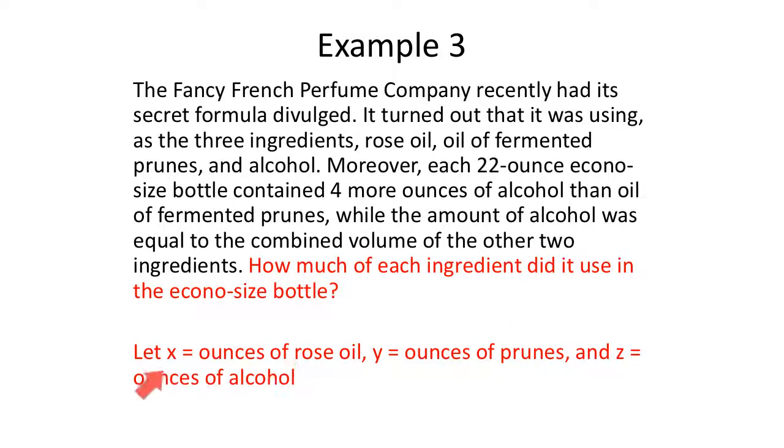Let's let X be the number of ounces of rose oil, Y be the number of ounces of oil of fermented prunes, and Z be the number of ounces of alcohol. Now we'll go back and see what we can get from the rest of the problem to help us out with these X, Y, and Z designations.